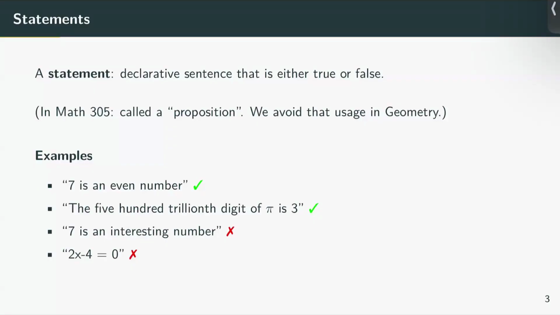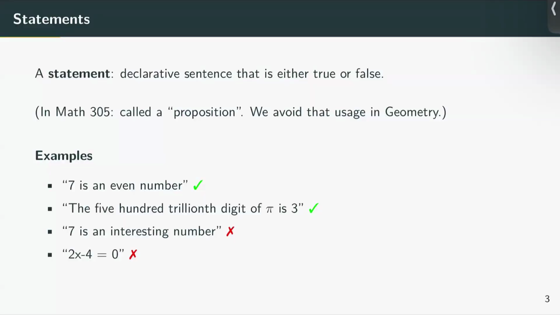The 500 trillionth digit of pi is 3. I have no idea if that's true or not. I don't think anybody knows if it's true or not. I don't think we know that many digits of pi. But it doesn't matter. Either it's true or it's not true. So that is a statement, even though I don't know its truth value.